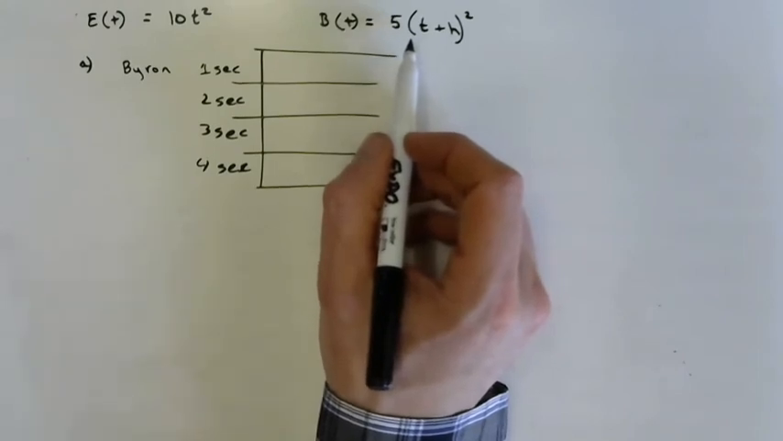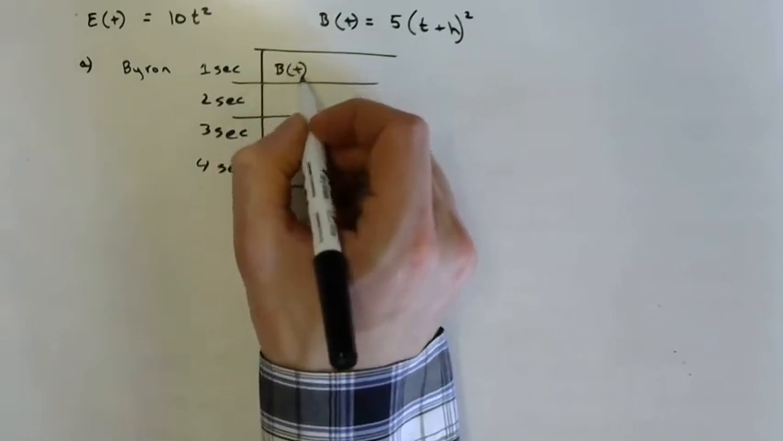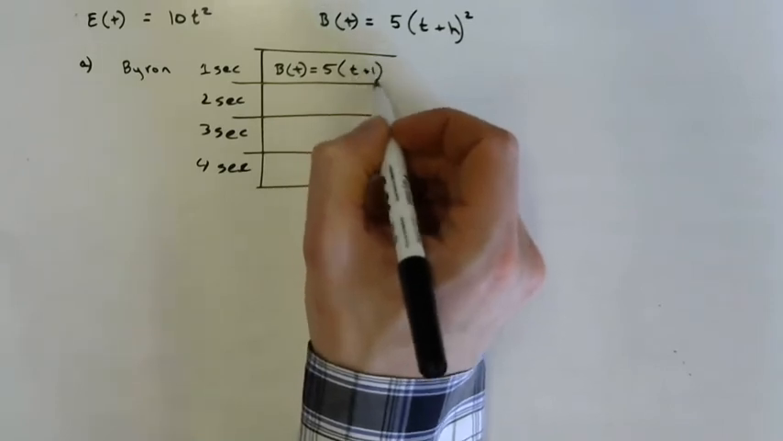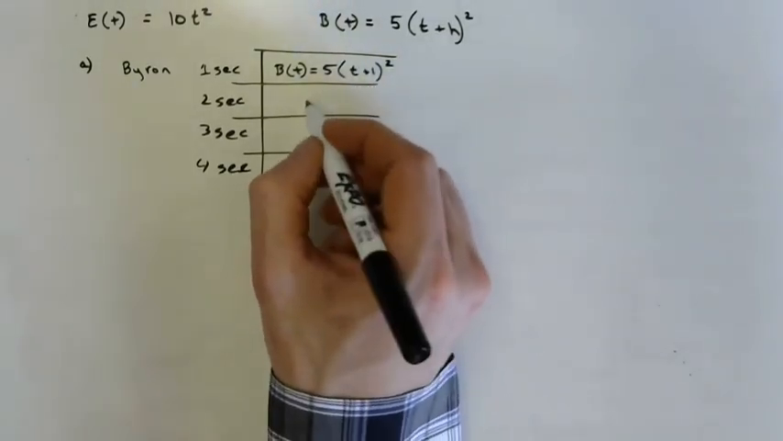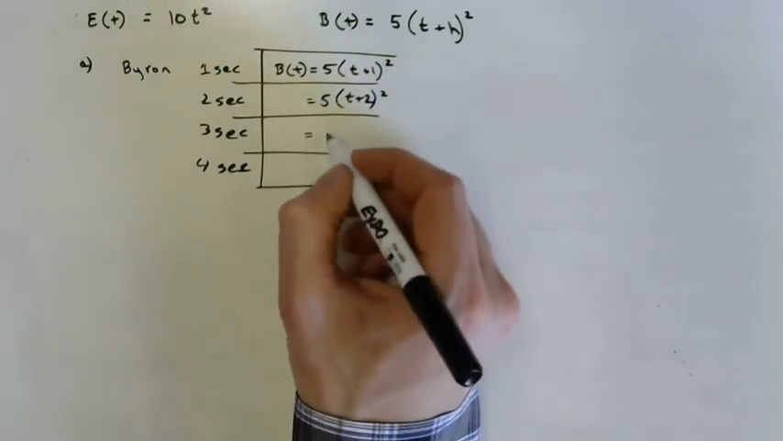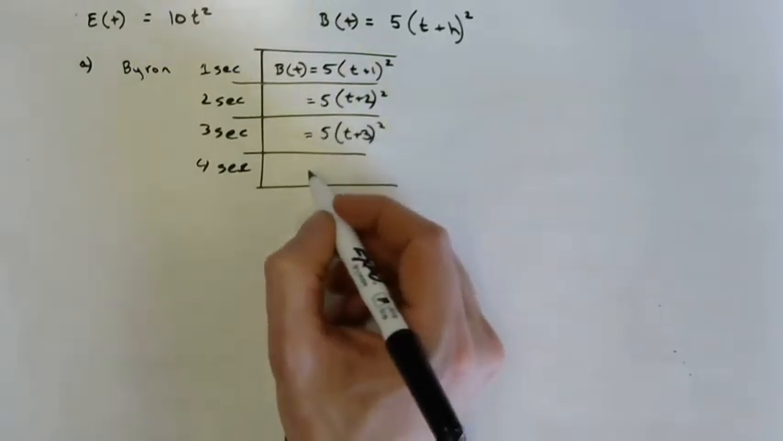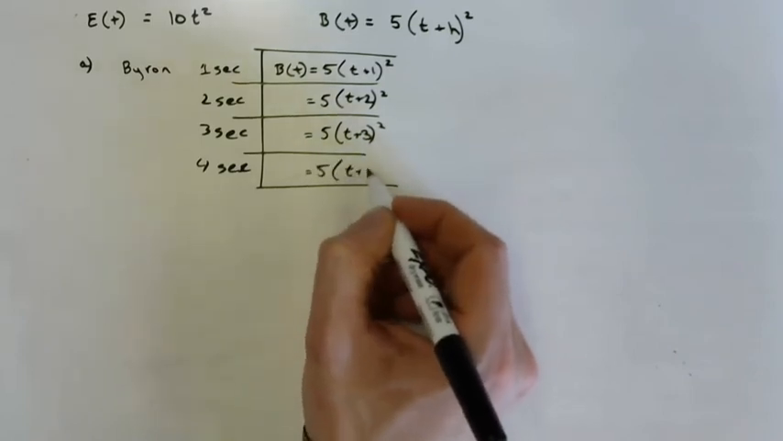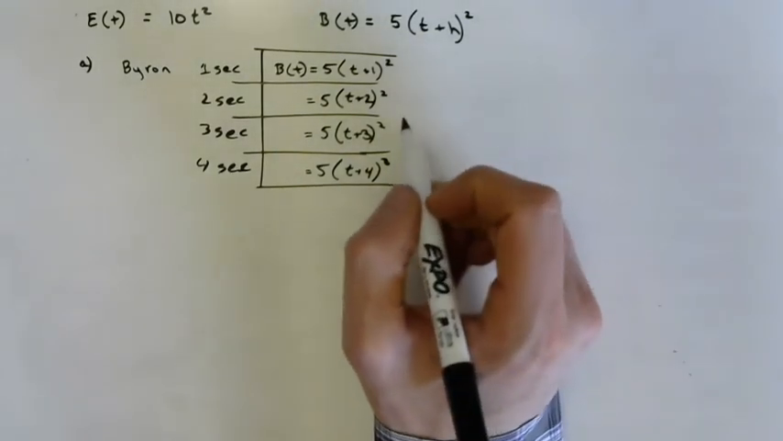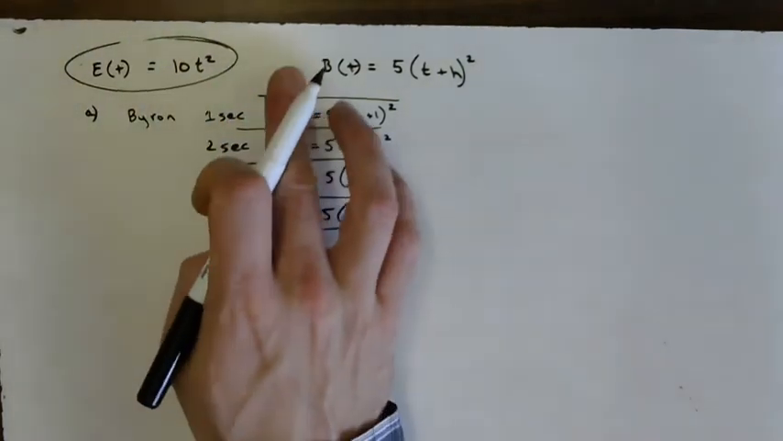So we've got Byron here, b with respect to t is 5 times (t plus 1) squared. That's with a 1 second head start. We've got 5, then (t plus 2) squared, a 2 second head start. 5 in brackets (t plus 3) squared. That's a 3 second head start. And (t plus 4), it's a 4 second head start. Eve is always the same right there, okay?